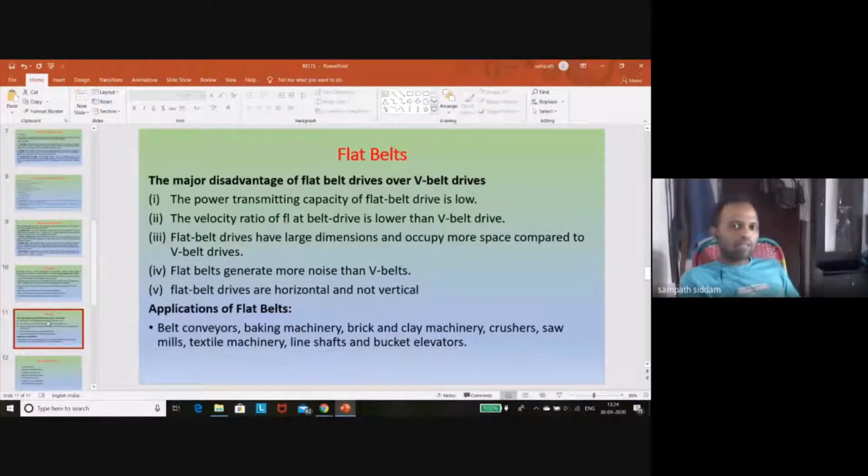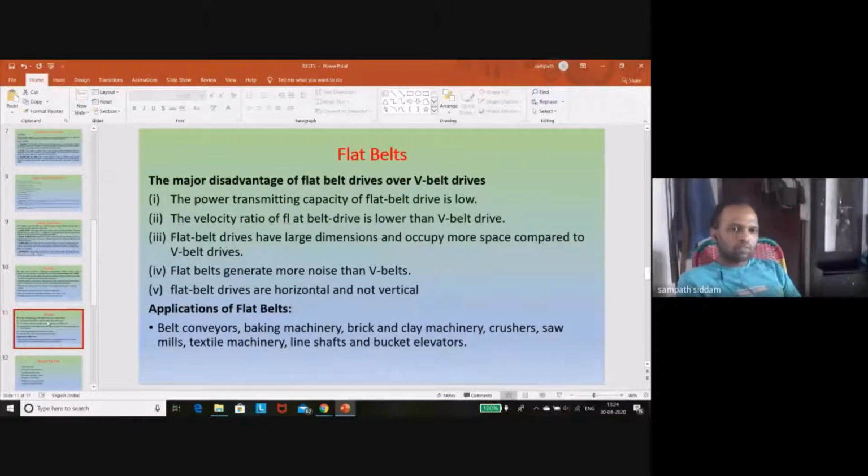So flat belt drives are horizontal and not vertical. It is only in this direction, whereas in V belts you have horizontal as well as vertical. So that is a major disadvantage of flat belt drives when you move on to V belt drives. So what are the applications of flat belts? Flat belts are used on belt conveyors, automobiles, clay machinery, crushers, sawmills, textile machinery, belt elevators, anywhere. There are a lot of applications of flat belts.